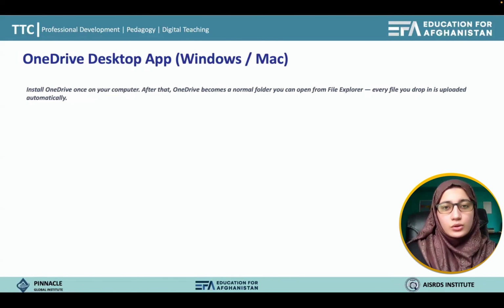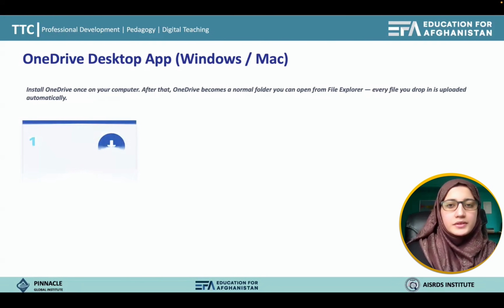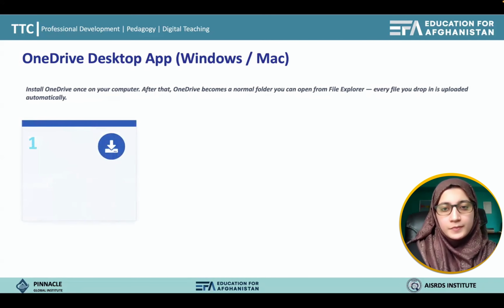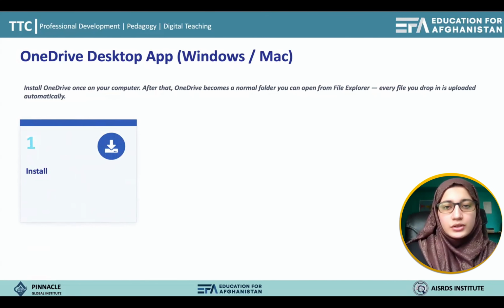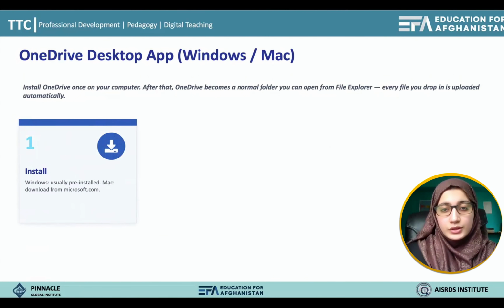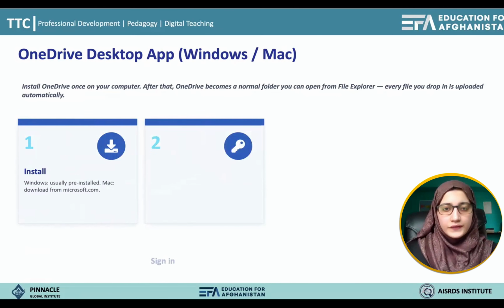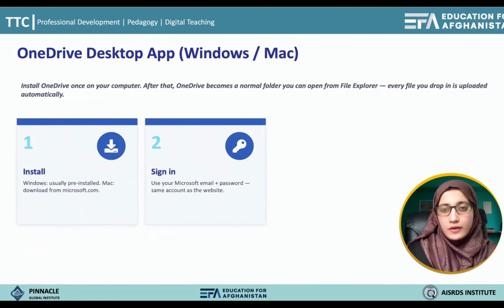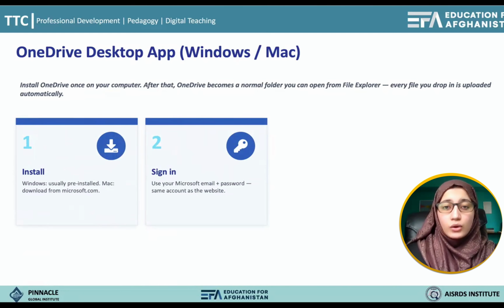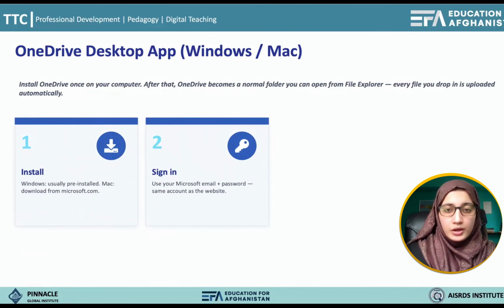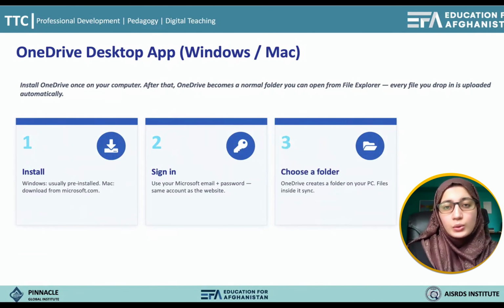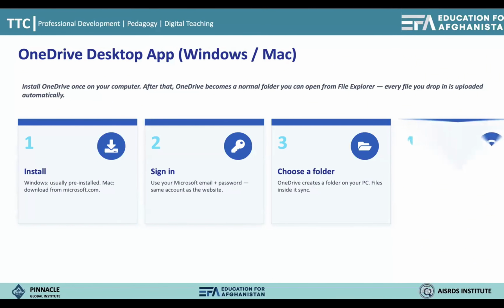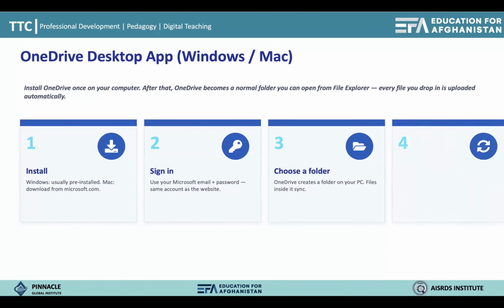OneDrive can also work as a normal folder on your computer. This happens through the OneDrive desktop app. On many Windows computers, OneDrive may already be installed. On Mac, you may need to install it from Microsoft or the Mac App Store, depending on your device setup. After installation, you sign in with the same Microsoft account. Then OneDrive creates a folder on your computer. From that point, anything you save or copy inside the OneDrive folder can sync to the cloud. This is very useful because you do not always need to open the website. You can work with files from your normal computer folder system.